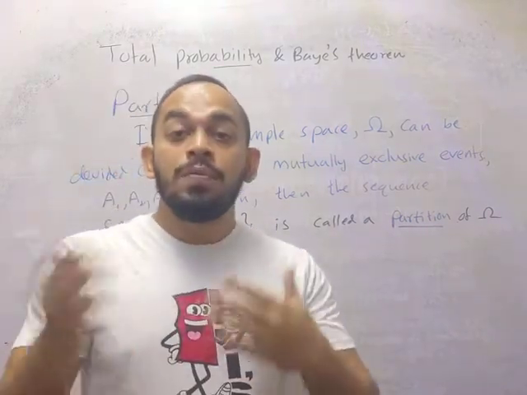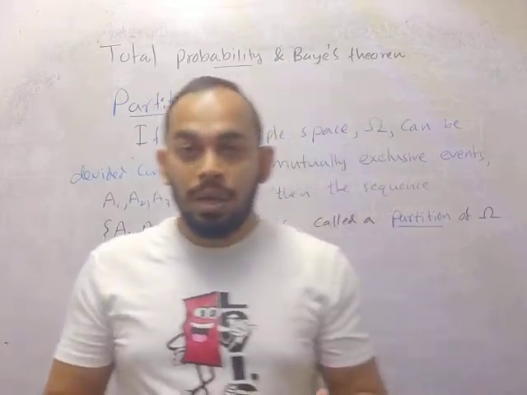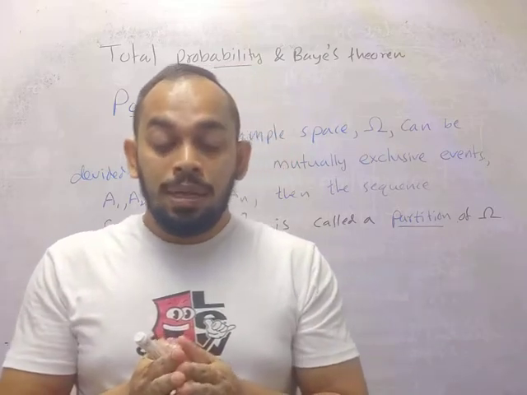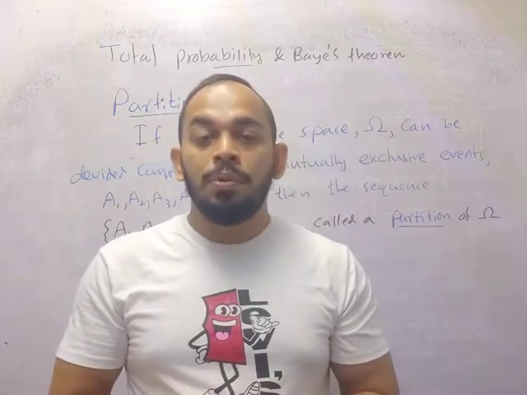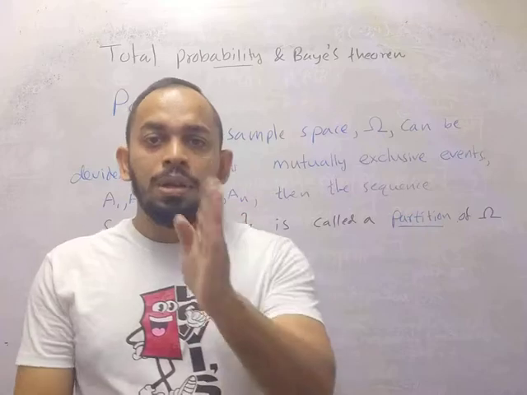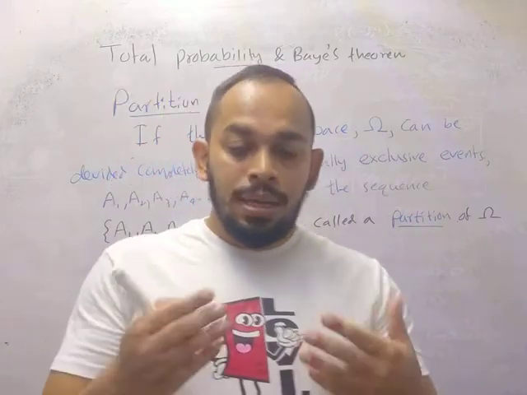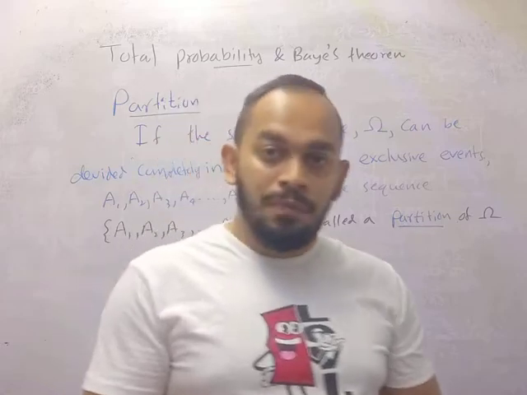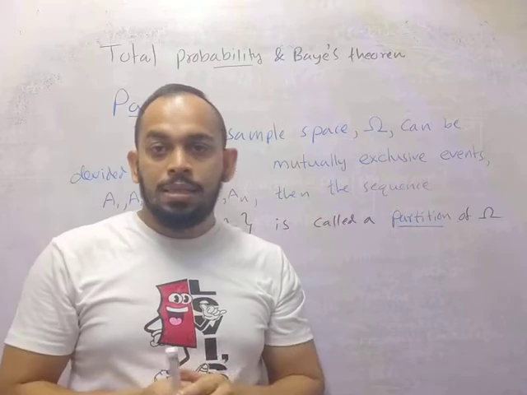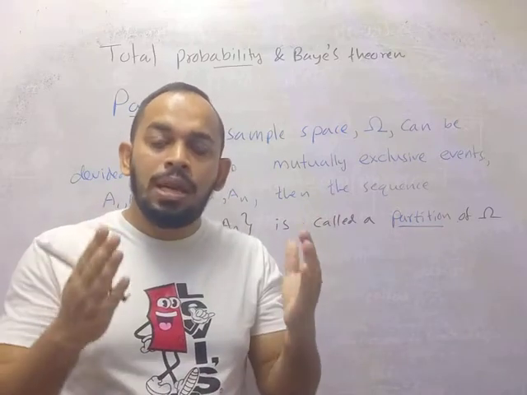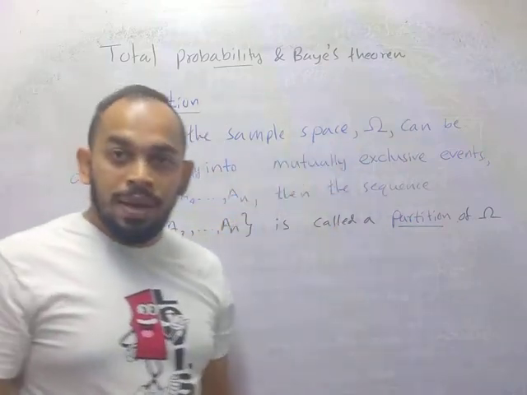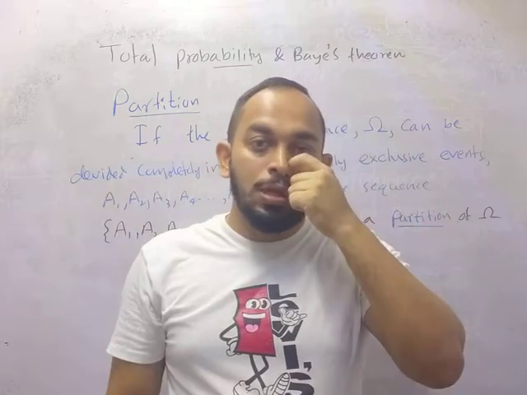If they are mutually exclusive, which means they don't have any intersection, no overlap, and exhaustive, then it's easy for us to deal with probability, because the probability of the union is equal to the sum of the probabilities of each event separately. That's from the axiomatic definition of probability. So if we can divide the sample space, omega or capital S, whatever you call it, into mutually exclusive events.